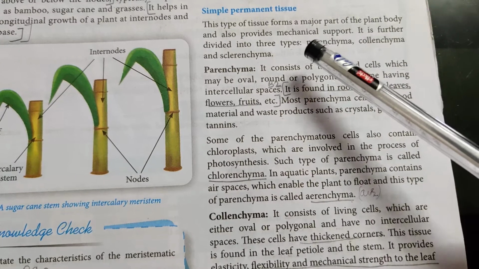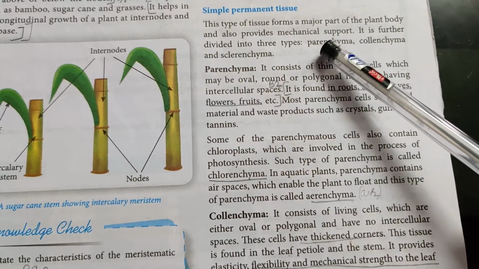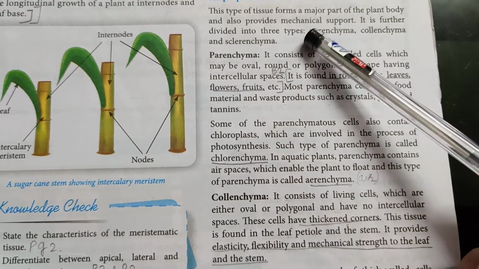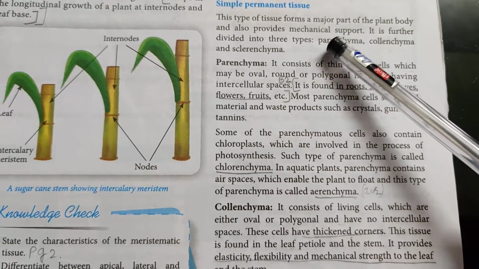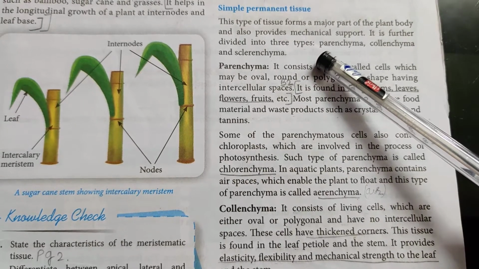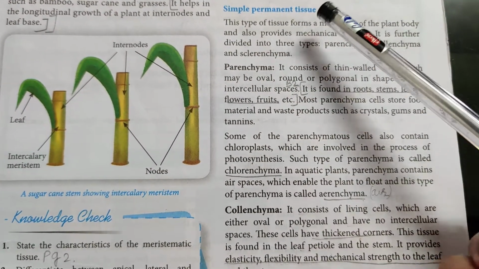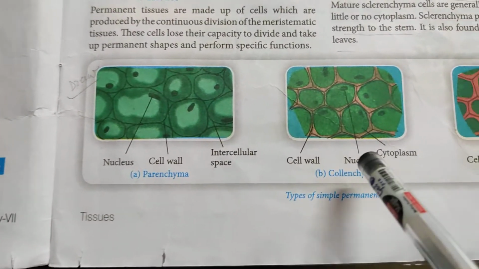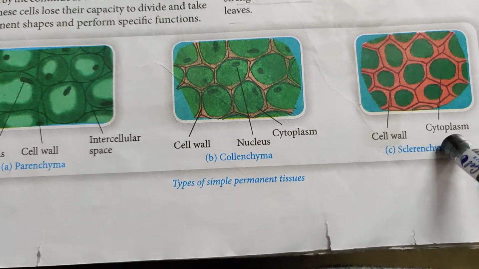Now, this type of tissue forms the major part of the plant body, and the basic function of simple permanent tissue is to provide mechanical support to the plants. Simple permanent tissue is further classified into three kinds: parenchyma, collenchyma and sclerenchyma.